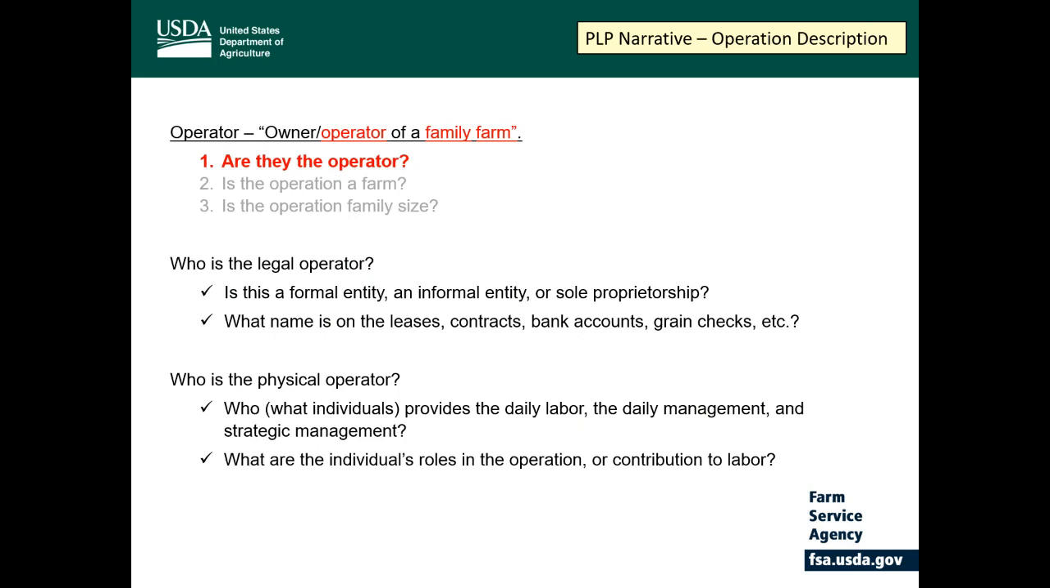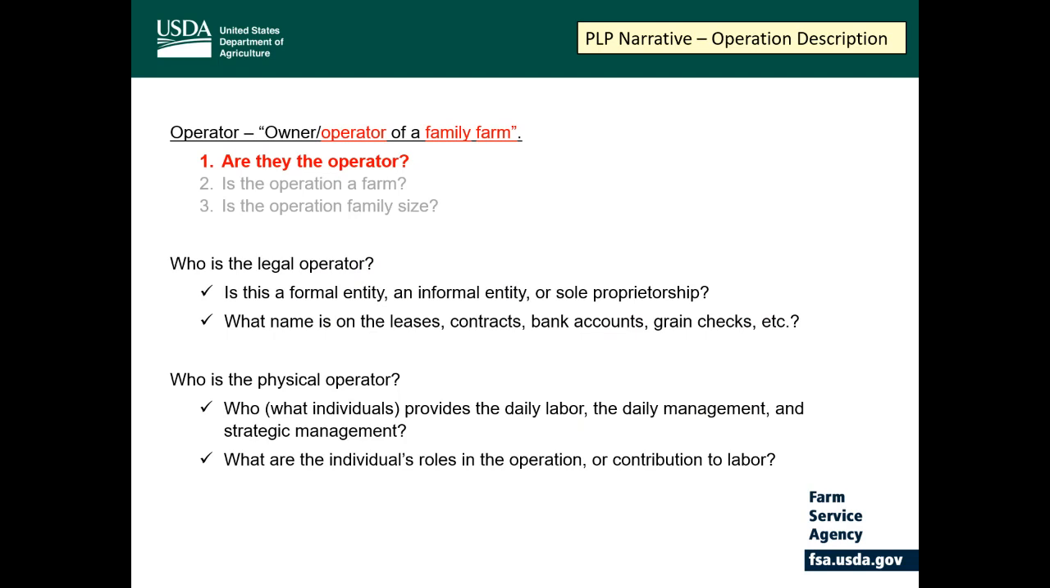If it's a formal entity, is it a formal entity? Is it an informal entity, like a joint operation, or is it a sole proprietorship? And the way to think about who's the legal operator is the paperwork and the money flow. Whose name's on the leases or contracts, what name are the bank accounts under? When a grain check gets issued, whose name is it on the grain check? Is it an LLC or is it the individual? So, that's one way to think about the operator.